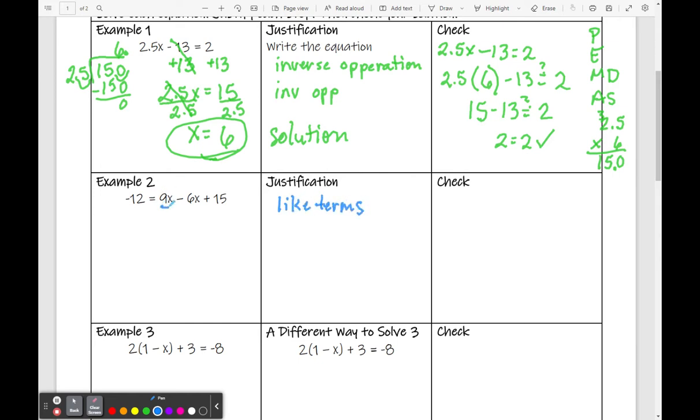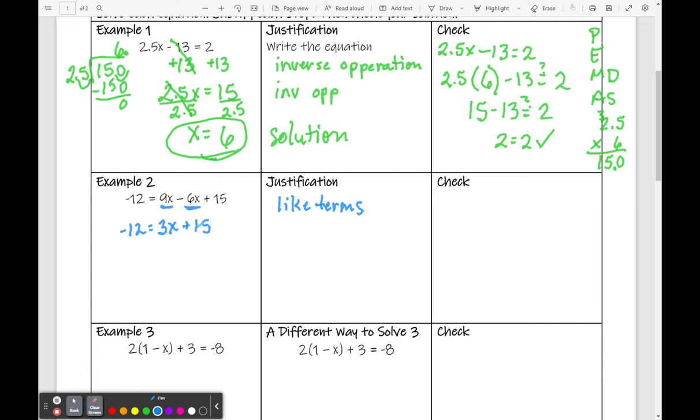My like terms are this 9x and this negative 6x. I know they're like terms because they are both a coefficient with the variable x. 15 does not have that variable, so this is a constant. That is not a like term to these over here. Negative x minus 6x would be 3x, and my constant stays the same.